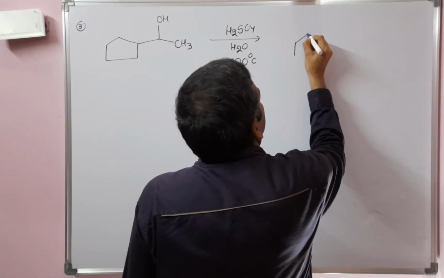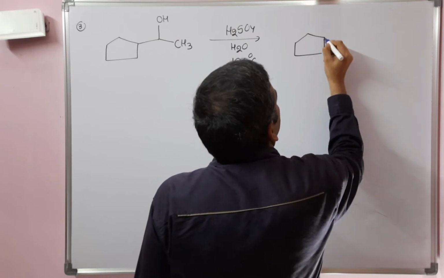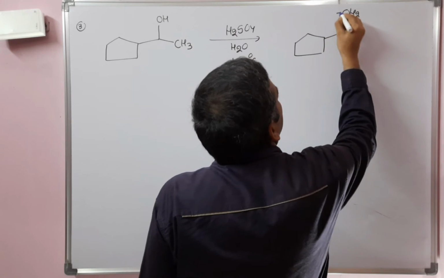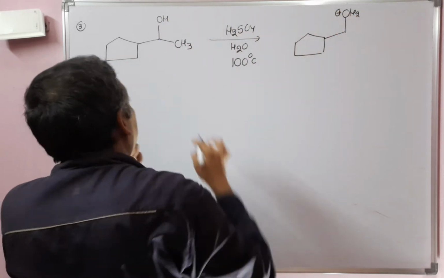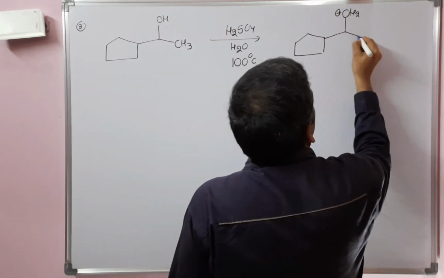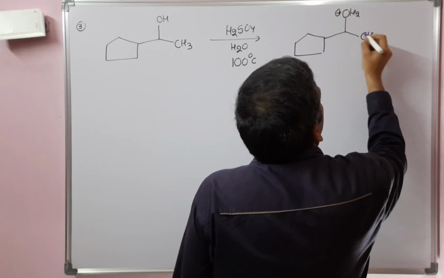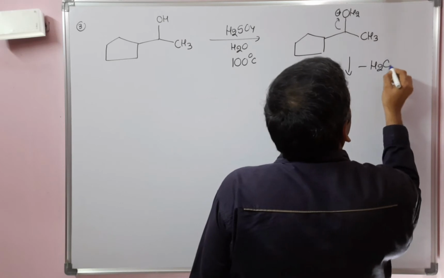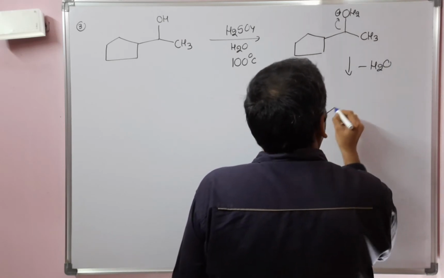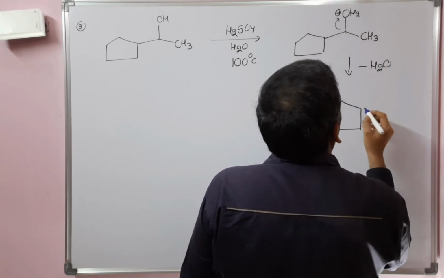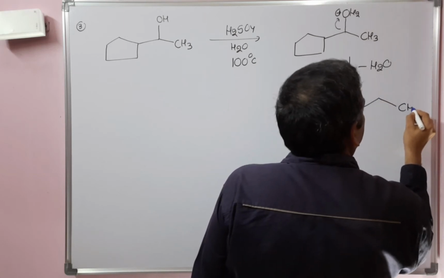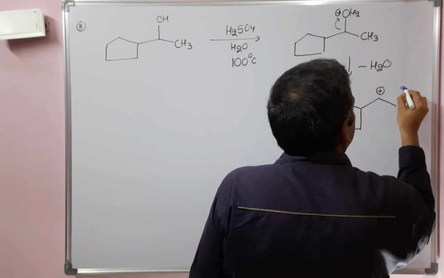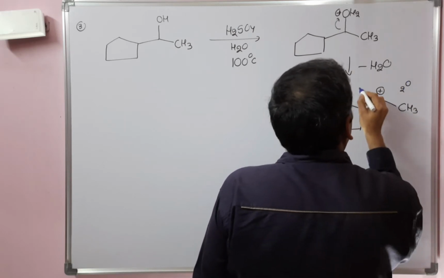In the first step, H plus ions will attack the OH and we will get OH2 plus. After that, the water molecule will be eliminated and we will get a carbocation. So a carbocation is formed. This is a secondary carbocation. Here it is a hydrogen.